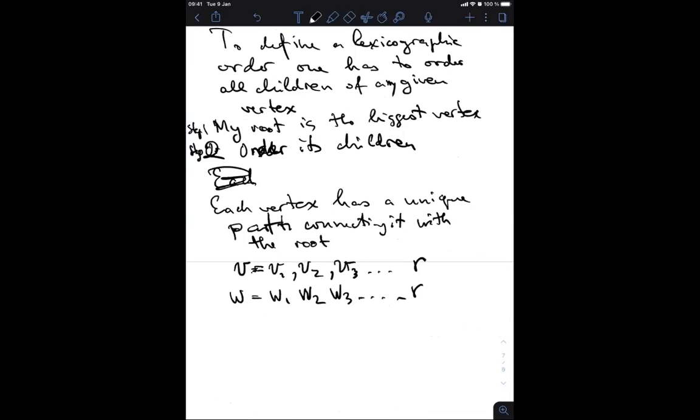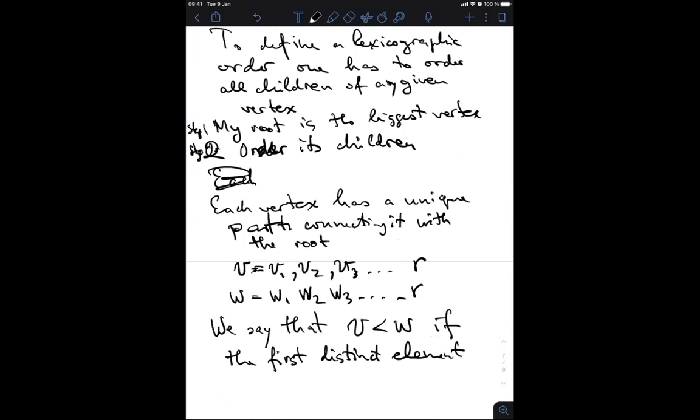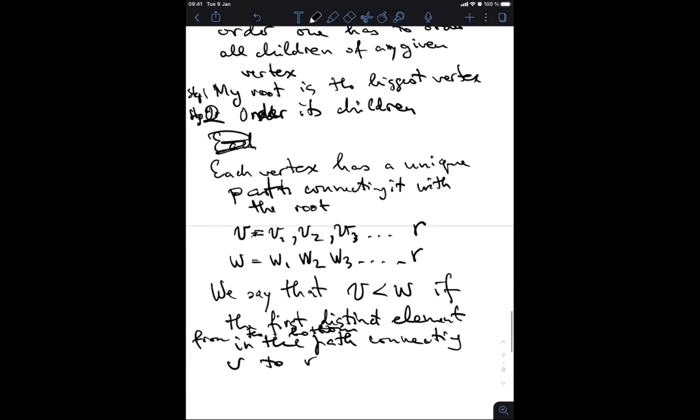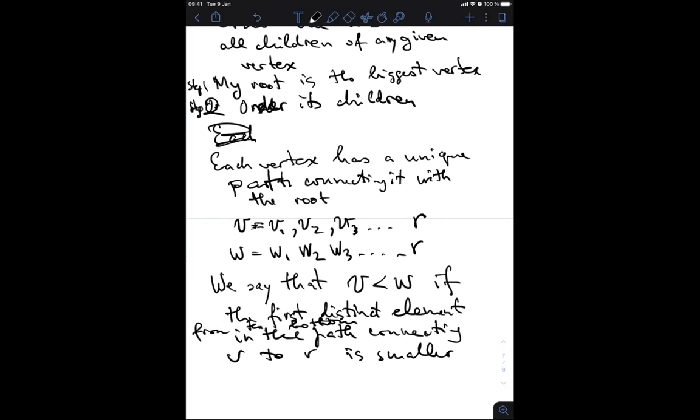So if I want to say that, we say that V is smaller than W if the first distinct element from the bottom in the path connecting V to R is smaller than that for W.